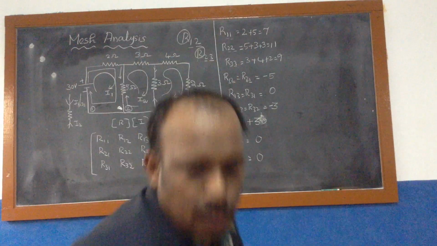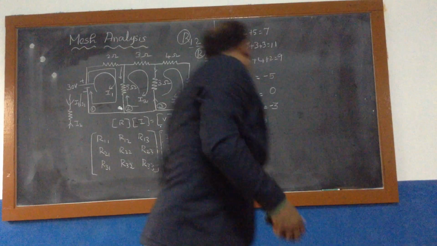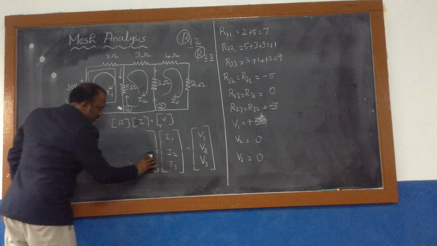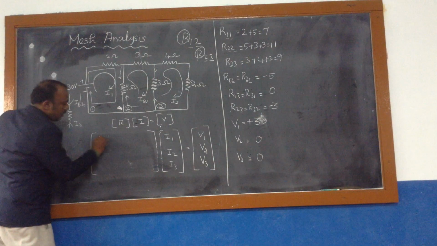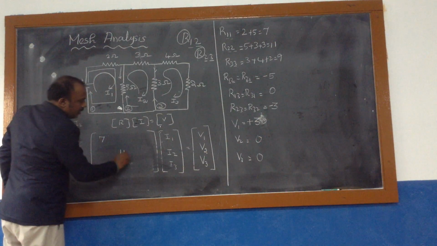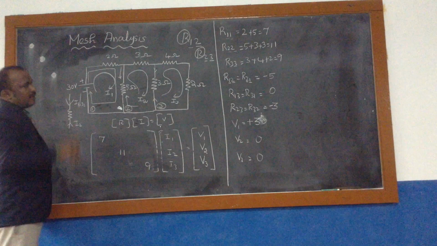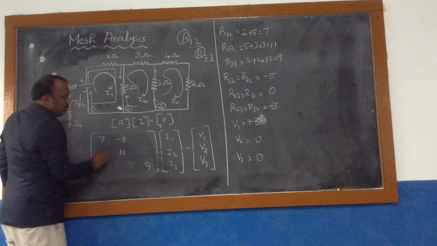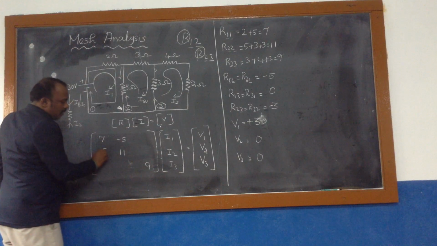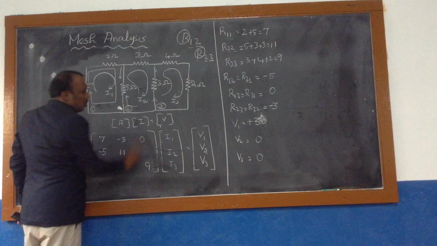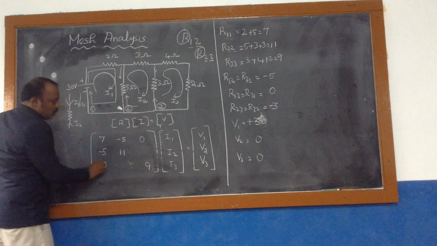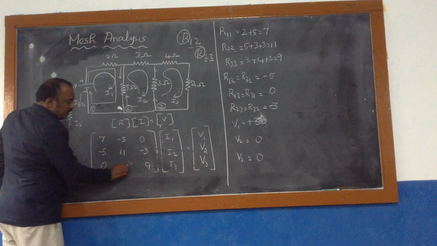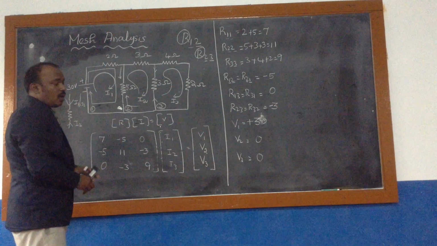So I am going to substitute the values of the resistance matrix. What are the resistance matrix values? You can see R11 is 7, 11, 9. Similarly, R12 is minus 5, R21 is minus 5, R13 is 0. This is also 0, and this is minus 3, and this is also minus 3. I1, I2, I3 are unknown quantities.